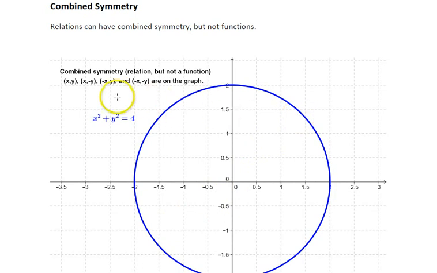In terms of ordered pairs, if we have an x, y over here, we'll have an x, negative y down here, a negative x and a y up here, and a negative x and a negative y down there. So the four equivalent or symmetrical points for the 3 kinds of symmetry in this circle.